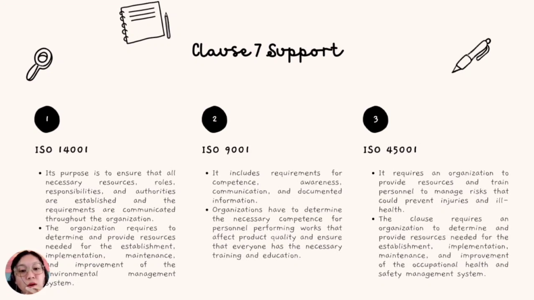Overall, Clause 7 of ISO 14001, ISO 9001, and ISO 45001 share the common thread of support, but they focus on different aspects of the organization's operation. ISO 14001 emphasizes the environmental aspect, ISO 9001 emphasizes product realization, and ISO 45001 emphasizes occupational health and safety.